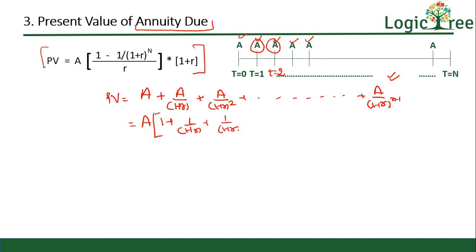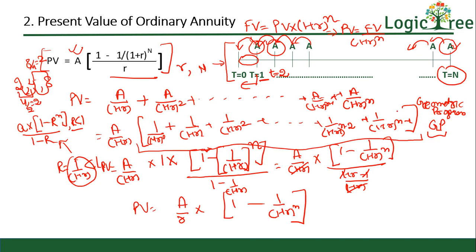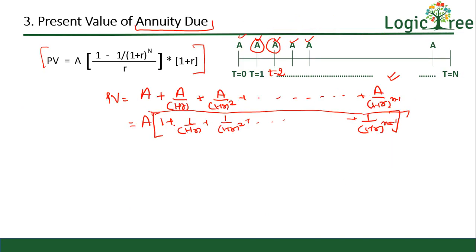So it will become in this form. This is the same series which we have derived earlier, so this is equivalent to this series. So again this is a GP series, and the sum of the GP series is given as A into 1 minus R raised to the power N upon 1 minus R, where R is less than 1. Here R is equal to 1 upon small r, 1 upon 1 plus small r.